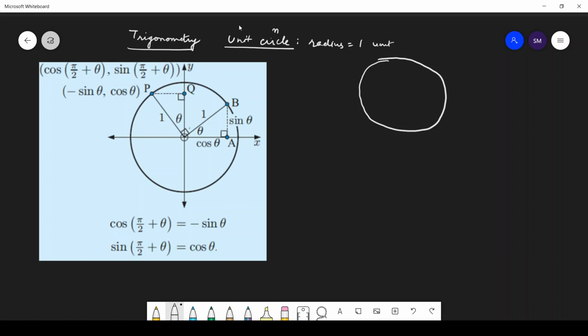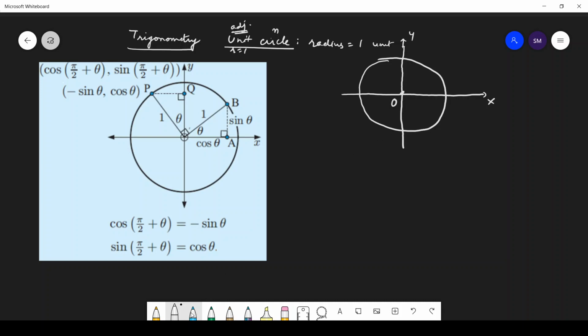So circle is a noun and unit is the adjective. So what kind of circle do we have? A circle whose radius is 1 unit. This is the center of the circle, and from the center of the circle, these are the coordinate axes, x-axis and y-axis, passing through it, intersecting at the center.